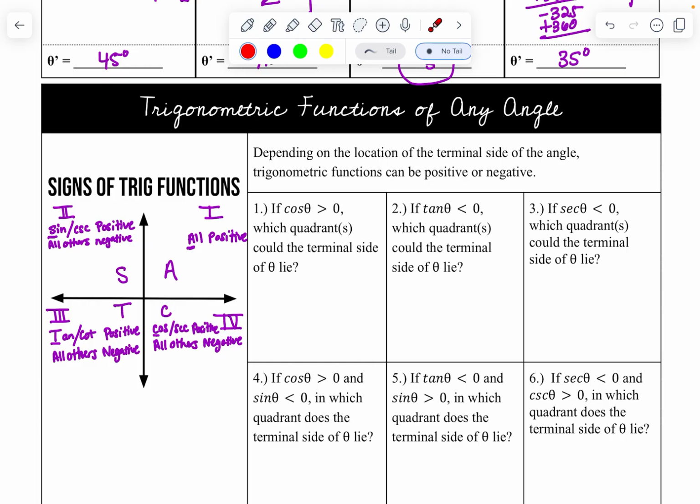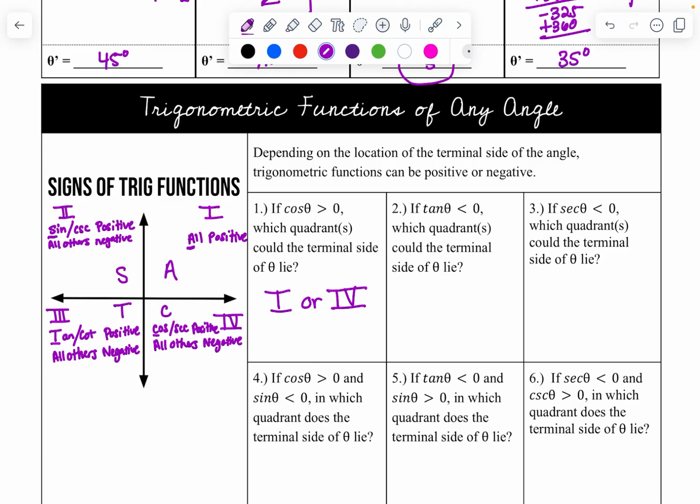If the cosine of theta is greater than 0, in which quadrants could the terminal side of the angle lie? Well, quadrant 1, because everything's positive there, or quadrant 4. You have to be over here to have a positive cosine. So either quadrant 1 or quadrant 4. And remember, we typically use Roman numerals to represent the quadrants.